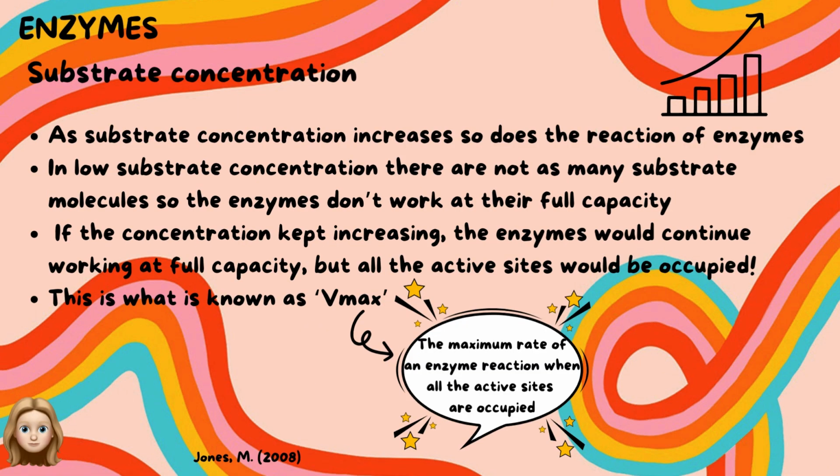Enzyme activity is also affected by substrate concentration. As the concentration increases, so does the reaction. At low substrate concentration, enzymes won't be operating at full capacity due to there being fewer molecules to interact with. As substrate concentration increases, so does enzyme activity, because there are more opportunities for the active site to bind. However, it's important to note that if the concentration kept increasing, the enzyme will be working constantly and at a fast pace, meaning there will be too many substrates for active sites. This is known as Vmax.